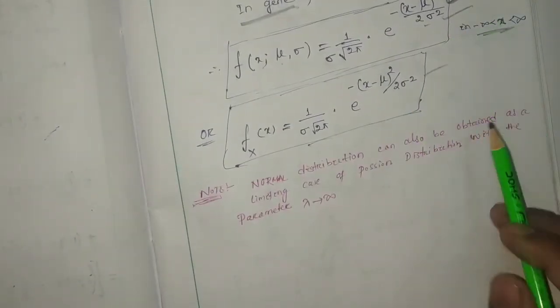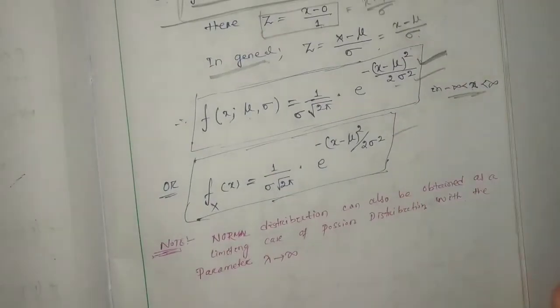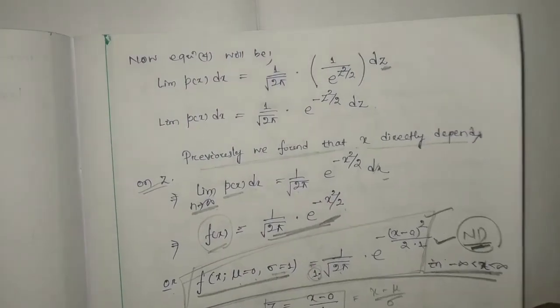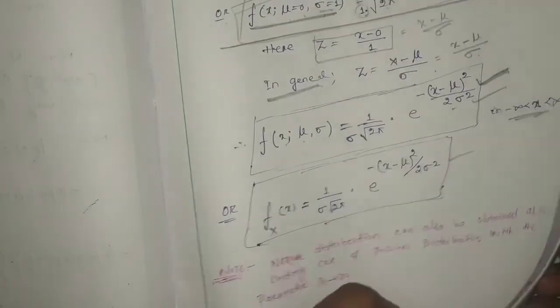So this is all about the proof of the normal distribution as a limiting form of the binomial distribution. So watch this video carefully, write down the notes, and be ready for the next class.